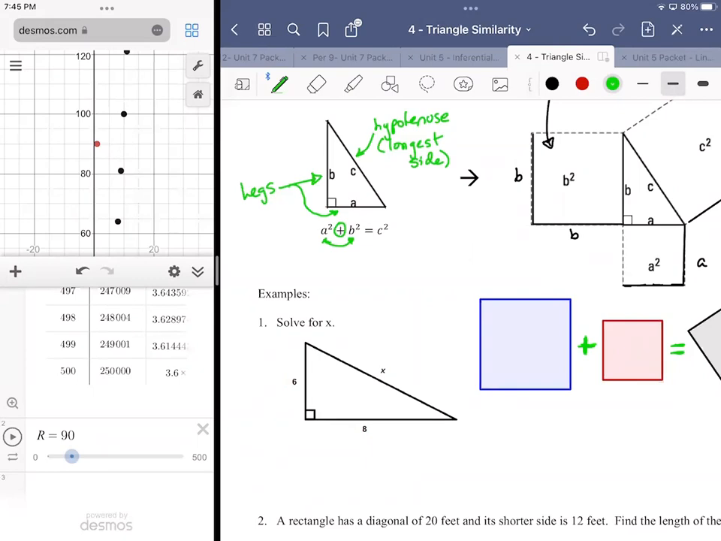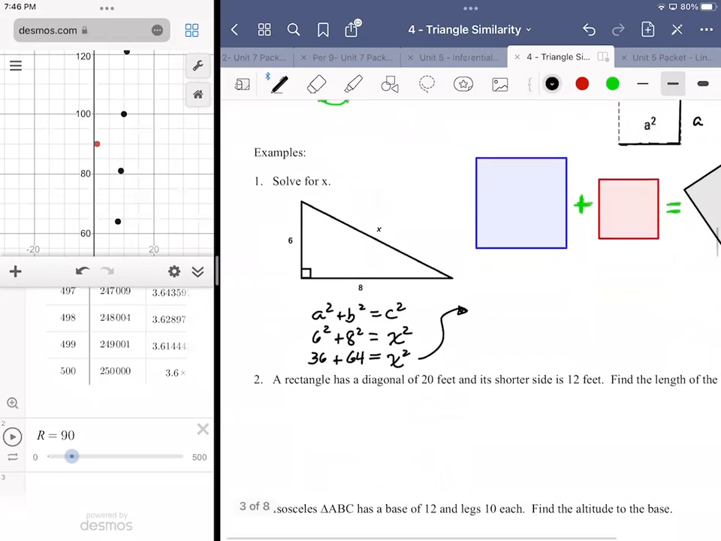So if I'm saying a squared plus b squared is equal to c squared, then I'm saying 6 squared plus 8 squared is equal to x squared. 6 squared is 36. 8 squared is 64. X squared we're not going to do anything with just yet. 36 plus 64 is 100. So 100 is equal to x squared.